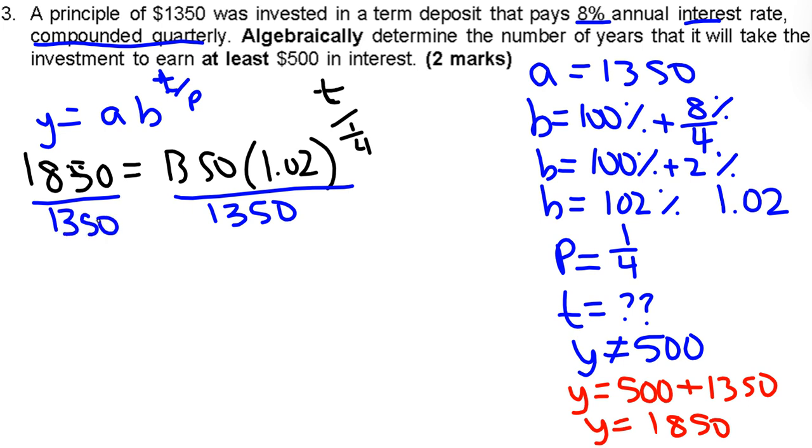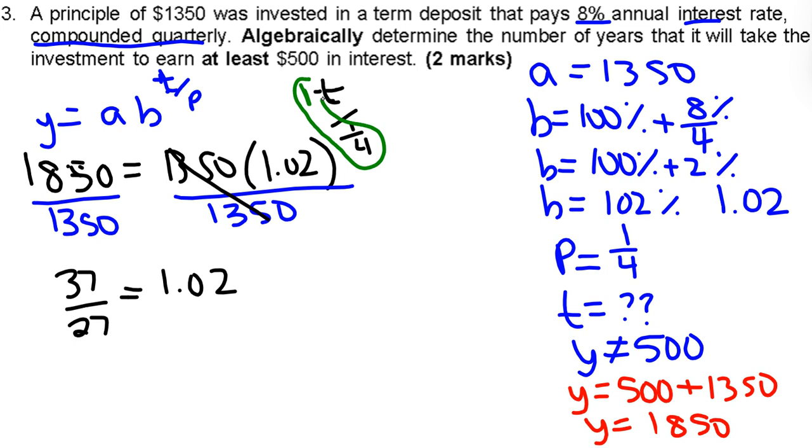Okay, if I wasn't solving it algebraically, I would have put it into the calculator, y1, y2. Okay, so on this side here, on my calculator, I'm going to go 1,850 divided by 1,350. I get a long decimal, so I'm going to math fraction. I'm going to work with my fraction, which is 37 over 27 equals 1.02. Now, t divided by 1/4, there's an imaginary 1 in front, so it's 1 divided by 1 divided by 4, which is just 4t.